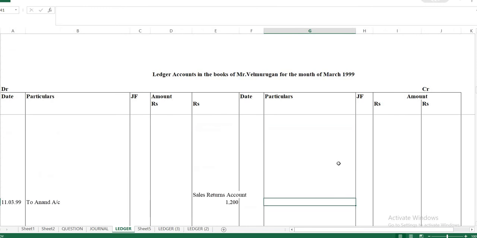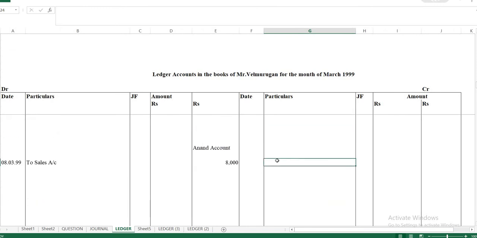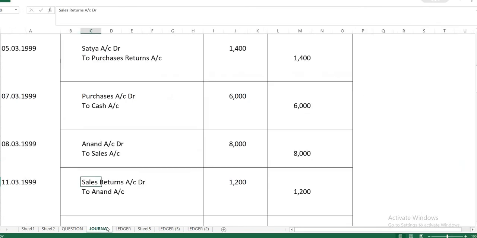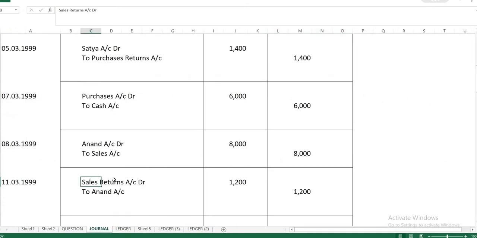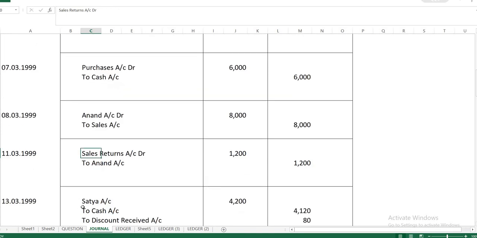In Anand account, just see, Anand account is here, by sales returns account. That same 1200 amount you just mention, and the date was 11th March, so that 11th March also you just mention. Okay, so this is the entry: sales return account to Anand account, and in Anand account by sales return you have to give.